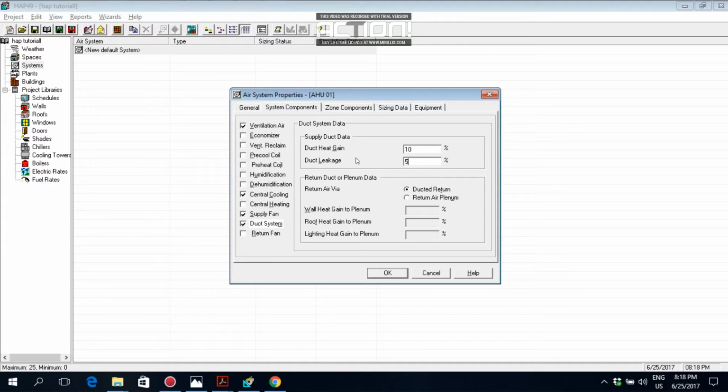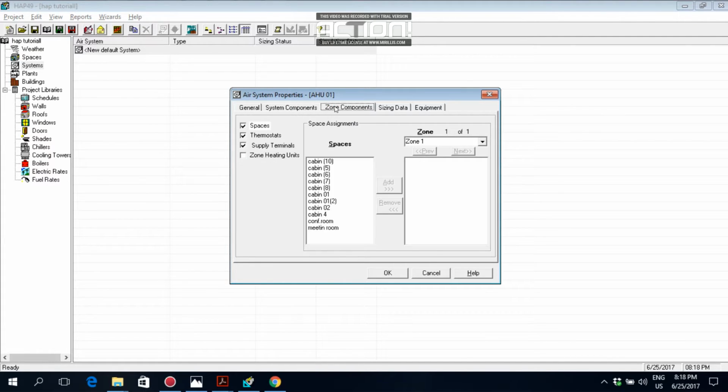And duct leakage, of course there will be leakage from the duct, the air is going to leak, so we need to consider that loss also. That's why we are considering 5%. This is the standard procedure we follow, 10% or 5%, when you enter real life calculations. So by this we have just finished general and system components.